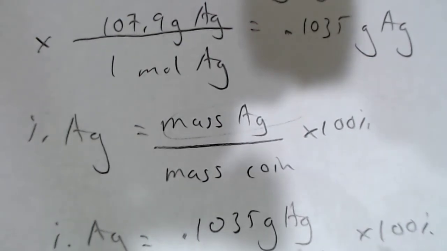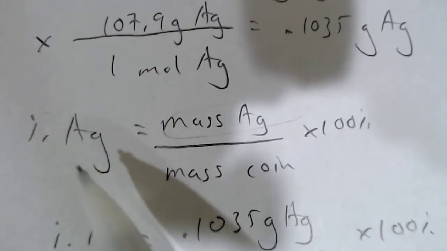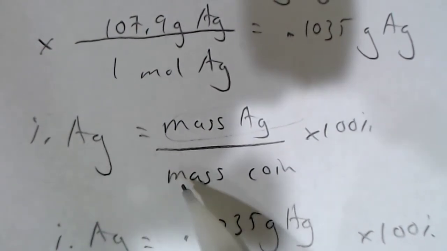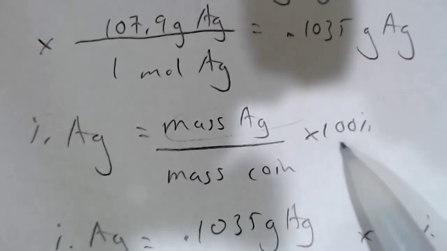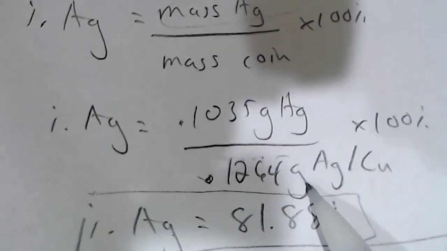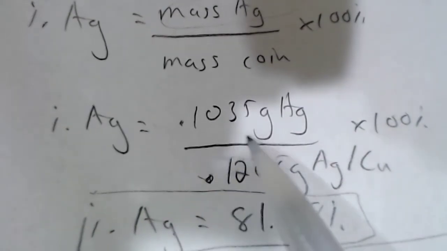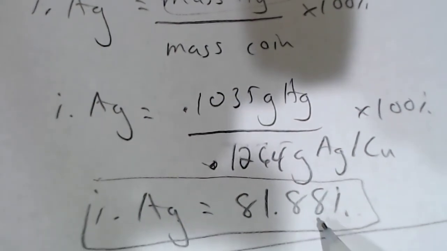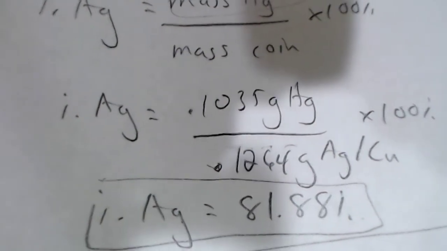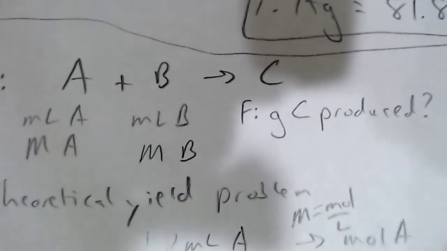Now, to determine the percentage of the coin that was silver, take the mass of the coin at the bottom and the mass of just silver at the top, and then divide and multiply by 100%. So of the 0.1264 grams of the coin, 0.1035 grams were silver, and so 81.88% of the coin was silver by mass. All right, now a different type of problem.